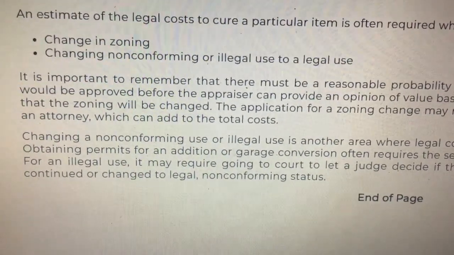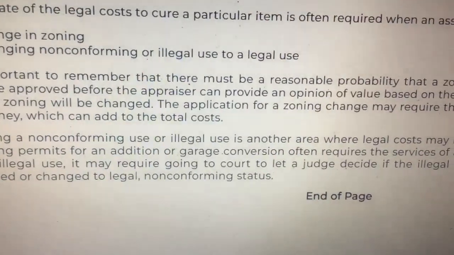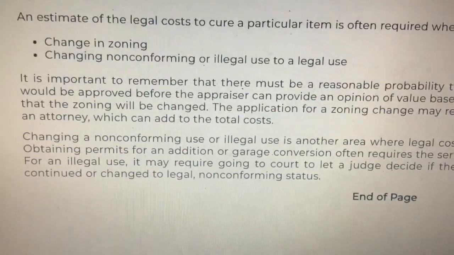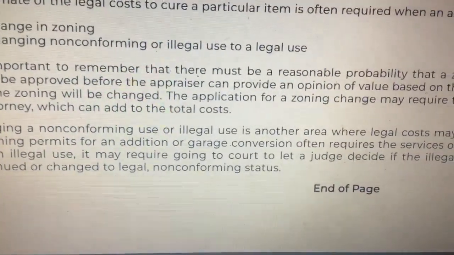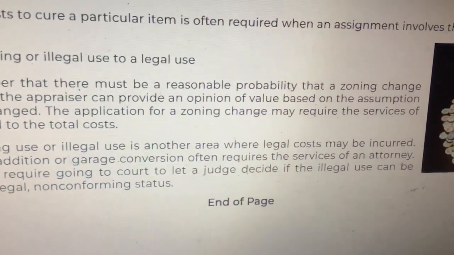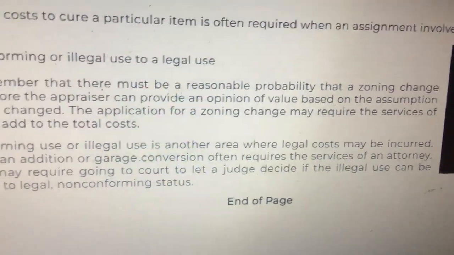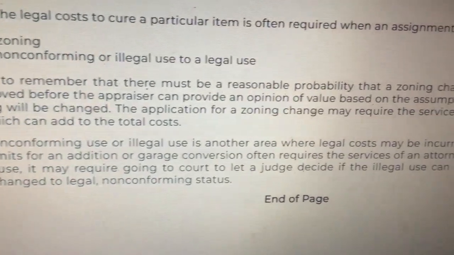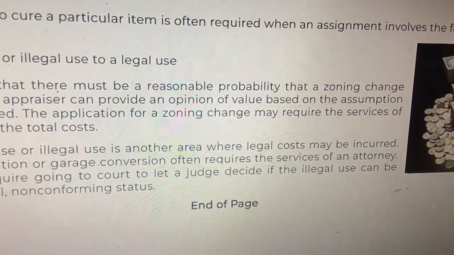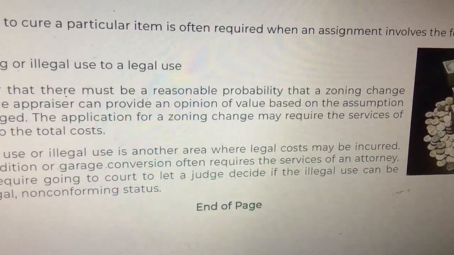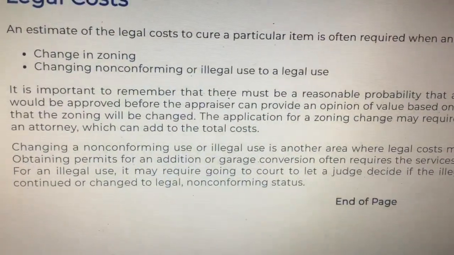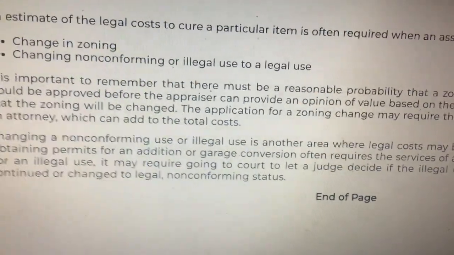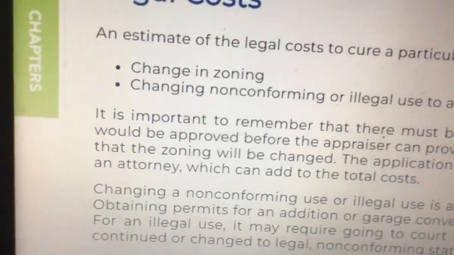Changing a non-conforming use or illegal use is another area where legal costs may be incurred. Obtaining permits for an addition or garage conversion often requires the services of an attorney. For an illegal use, it may require going to court to let a judge decide if the illegal use can be continued or changed to legal non-conforming status. End of page.